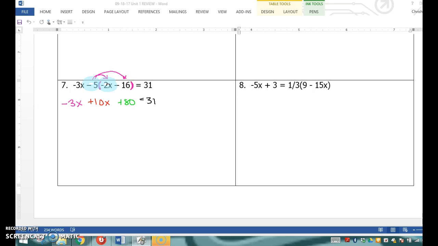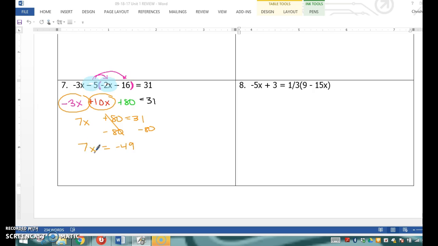Combine our like terms. We have negative 3x and 10x. That's 7x. We've got to move those constants to the right. Minus 80, minus 80. 7x equals negative 49. 31 minus 80 is negative 49.